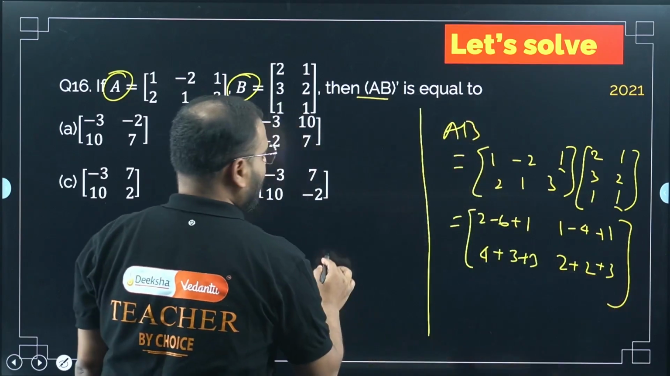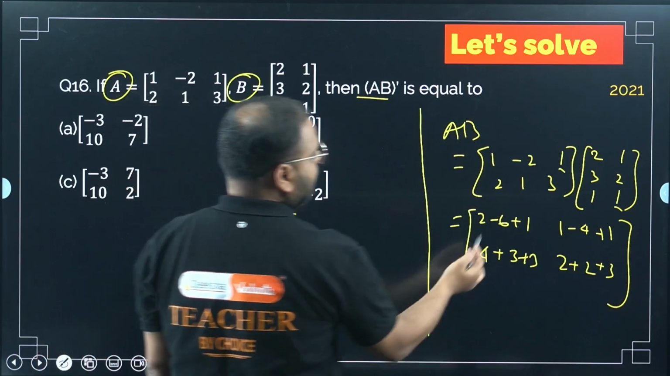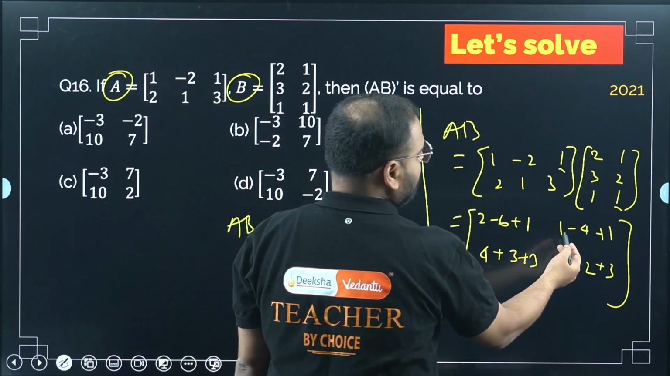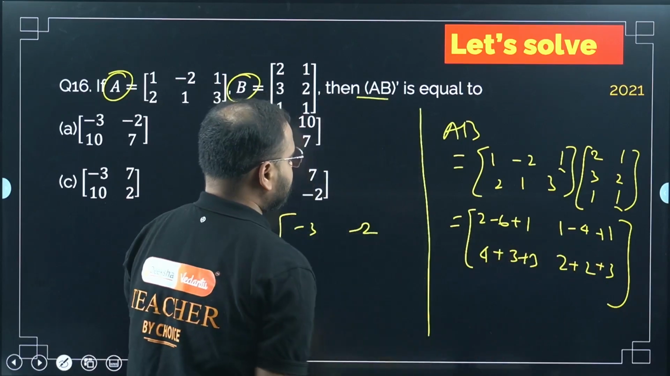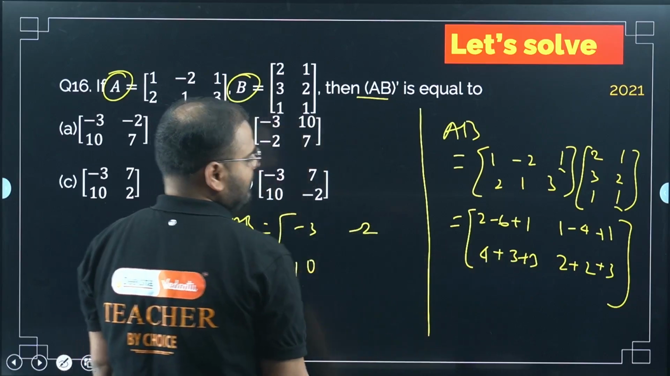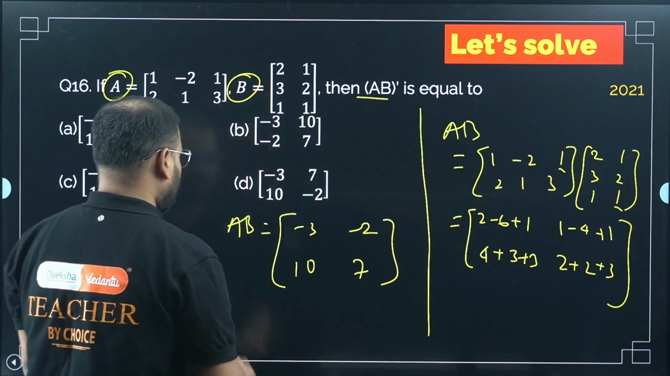Please simplify this. What am I getting? My AB value is, please check, 3 minus 6, so minus 3. This is nothing but 2 minus 4, so minus 2. Correct, minus 2. This is 3 plus 3, 6 plus 4, 10. And what is this? 4 plus 3, 7. Now I want what? I want AB transpose.